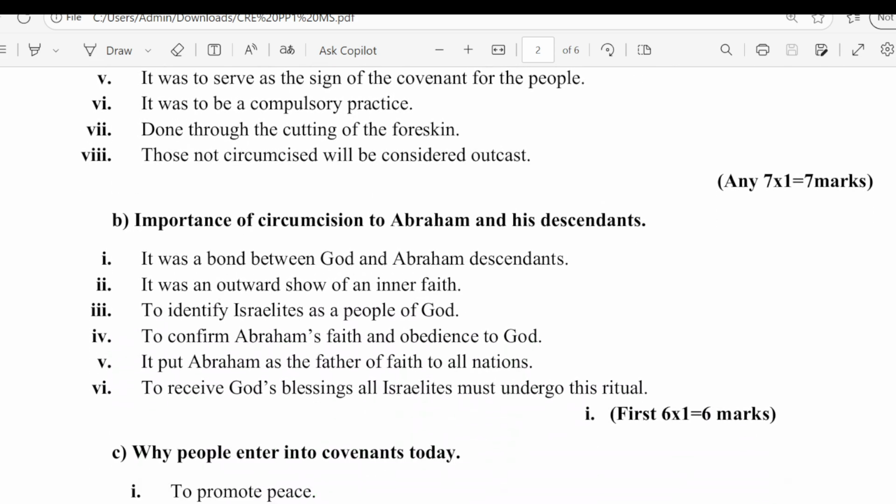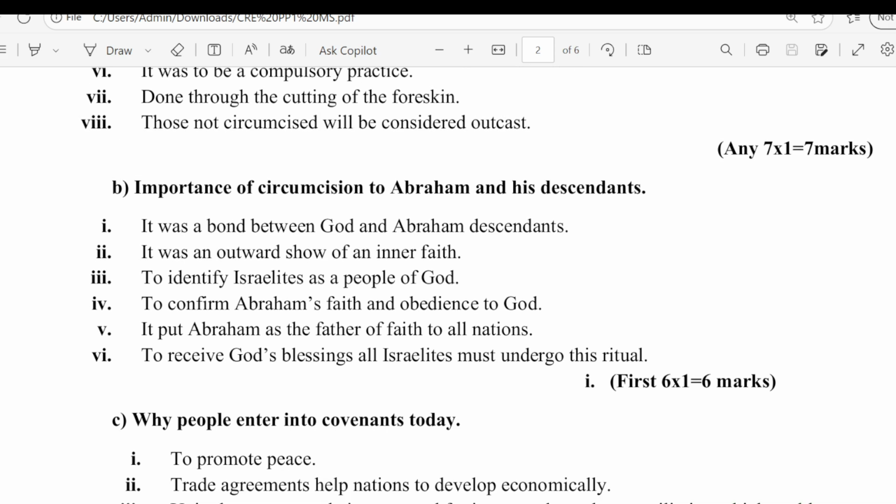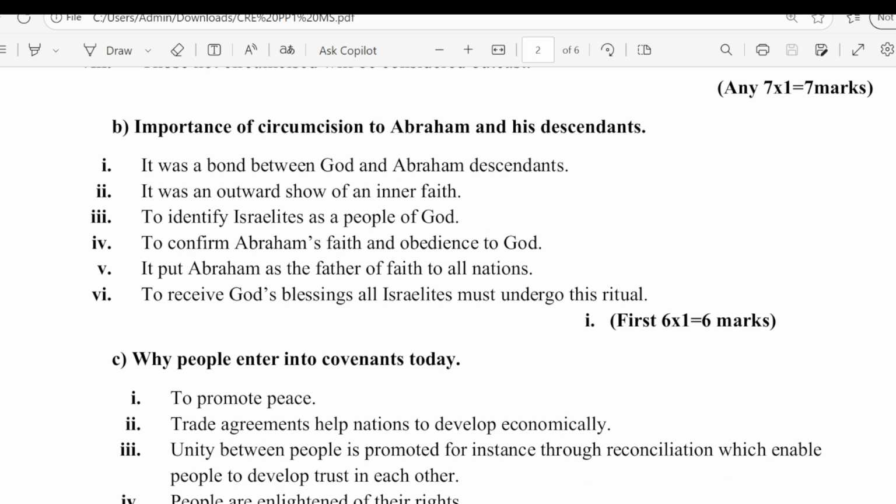What was the importance of circumcision to Abraham and his descendants? It was a bond between God and Abraham's descendants. It was an outward show of an inner faith to identify Israelites as the people of God, and to confirm Abraham's faith and obedience to God. It made Abraham the father of faith to all nations. To receive God's blessing, all Israelites must undergo this ritual.